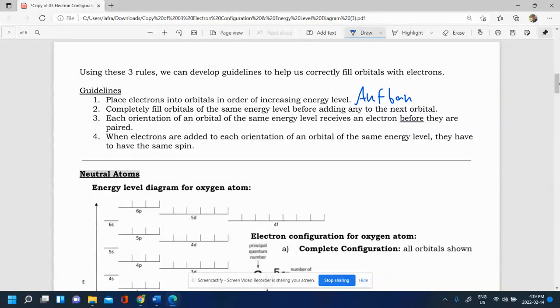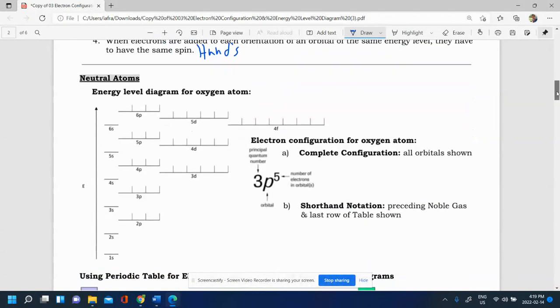So in other words, this is Hund's rule. Place singly first and then start pairing after. So these are both aspects of Hund's rule. So let's go take a look and try a simple example.